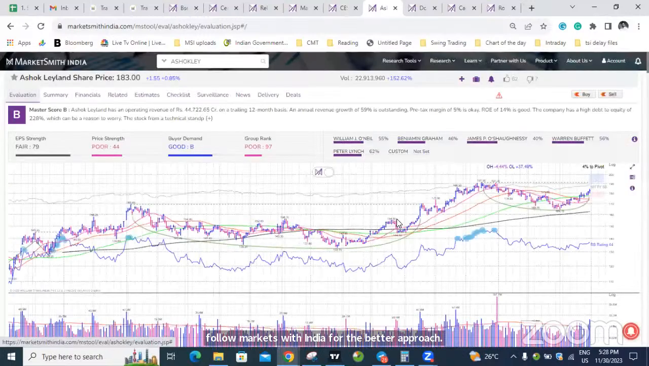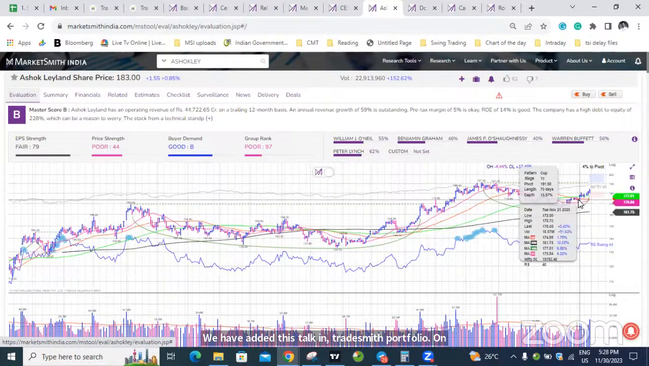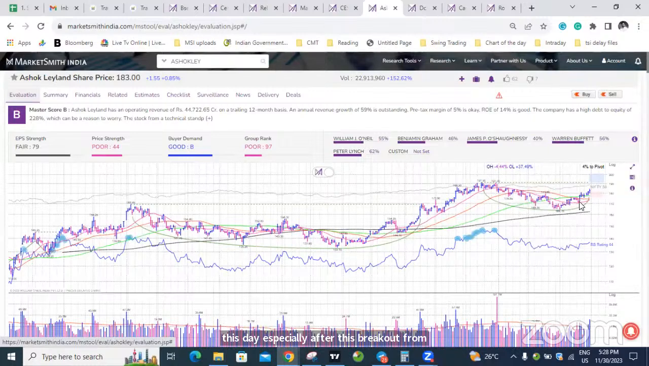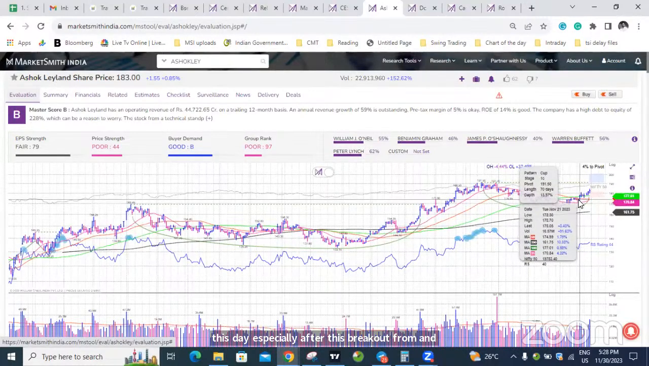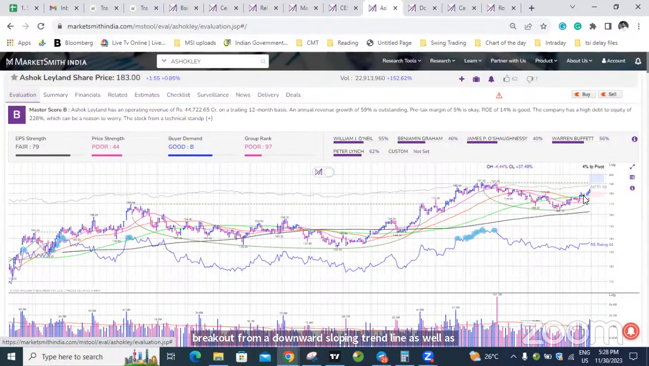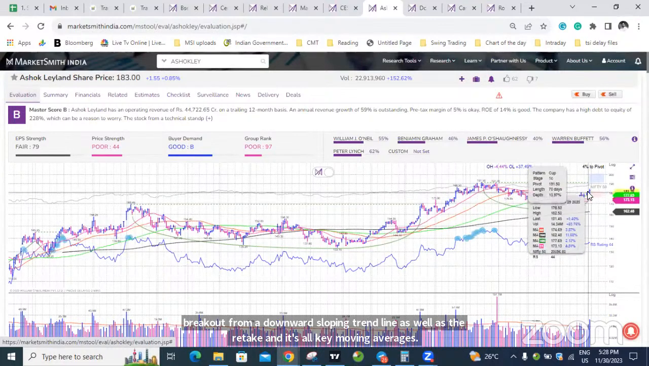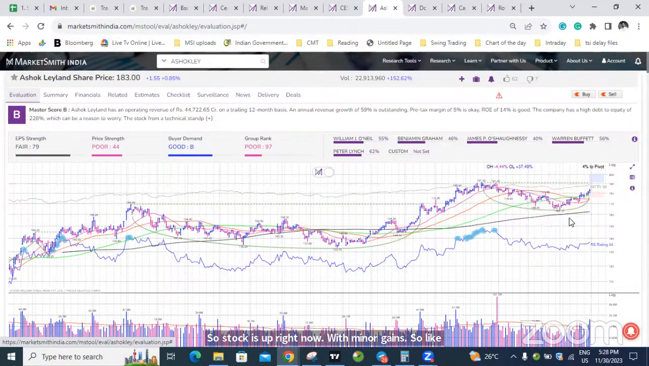Next one is Ashok Leyland. So there is a standard disclaimer. We have added this stock in a TraderSmith portfolio on this day, especially after this breakout from a downward sloping trend line, as well as retaking all its key moving averages. The stock is up right now with minor gains. So it will likely continue to rise in this trend as auto stocks have been gaining especially this week. So we might see a fresh all-time high in this particular stock.